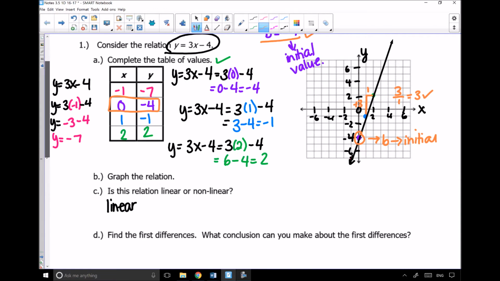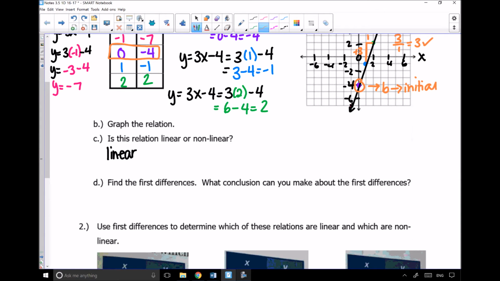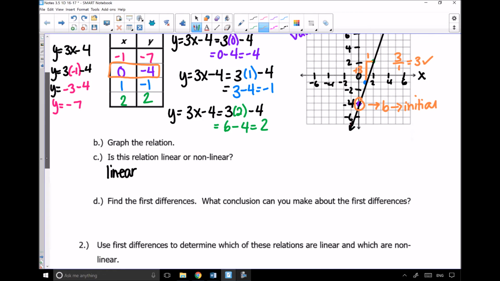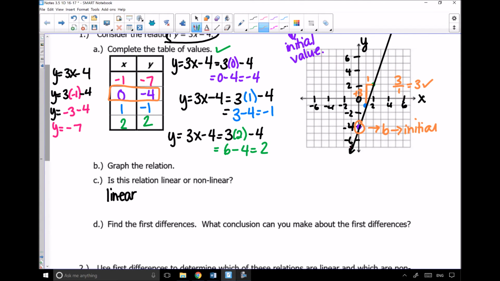Now, part D says to calculate the first differences. So how do I find first differences? The way I do that is I take the difference from one x value to the next x value, as well as one y value to the next y value. So let me show you exactly what I mean by that.